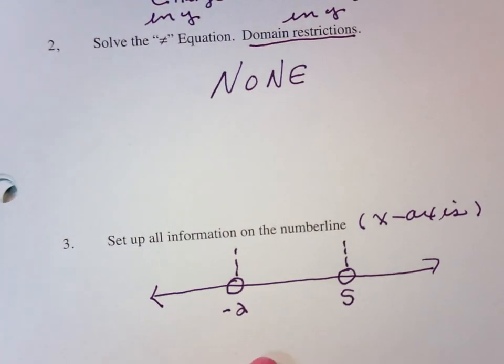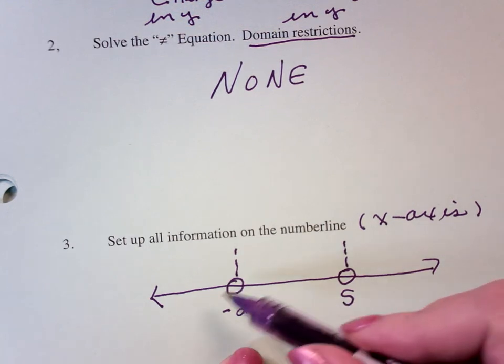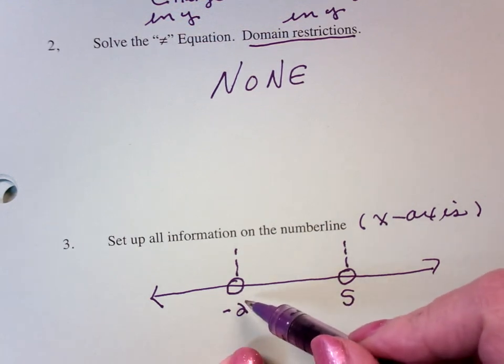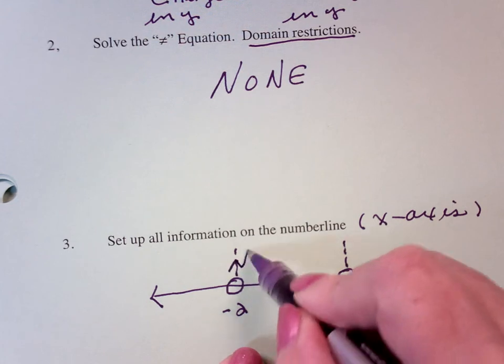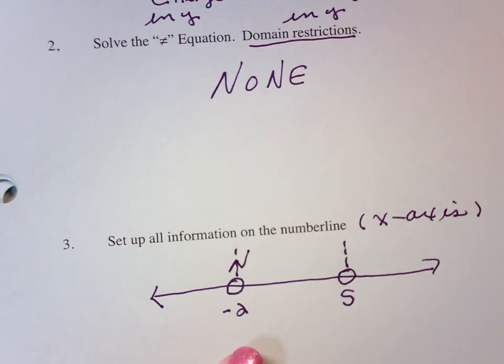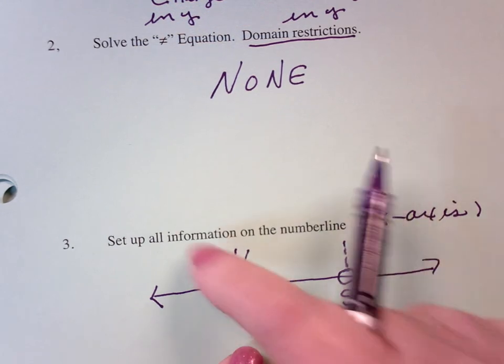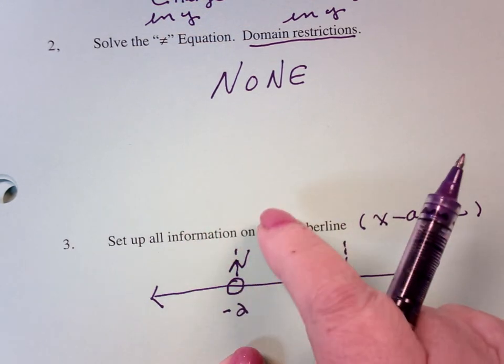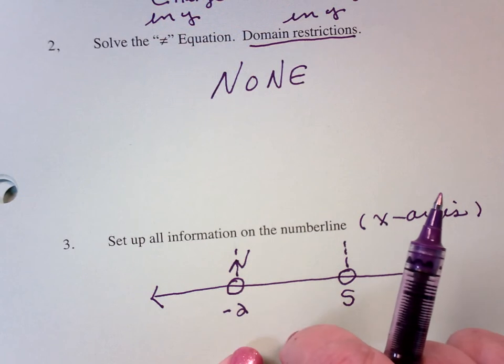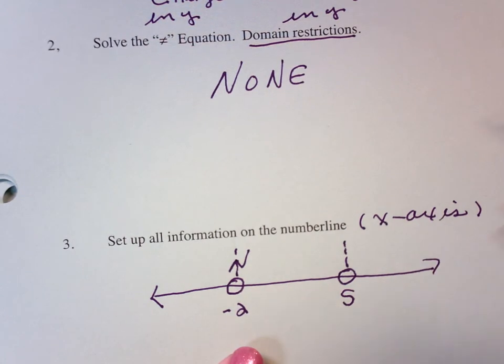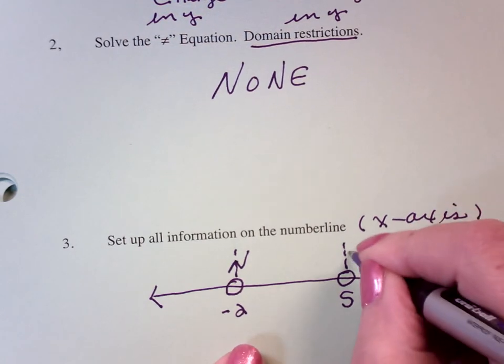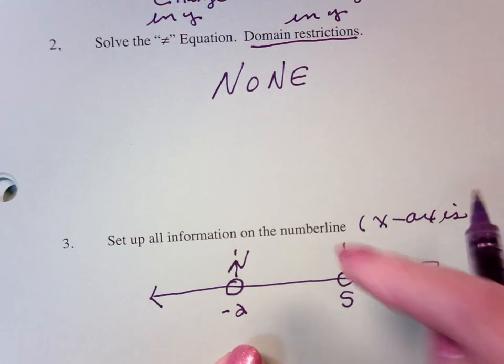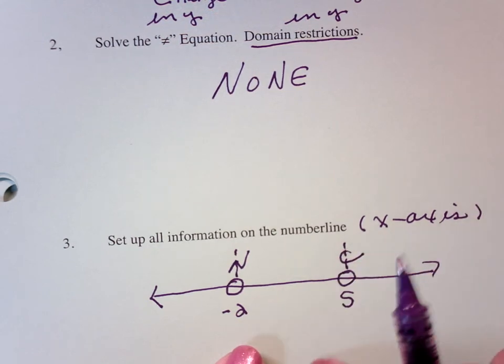And then I want to know where is the graph above and below the x-axis. Well, the big thing is at -2, it's multiplicity 2, so there's no change across -2. Graph is going to touch. That means if it's positive, it stays positive. If it's negative, it stays negative. And here, the graph crosses. So it either moves from positive to negative or negative to positive.